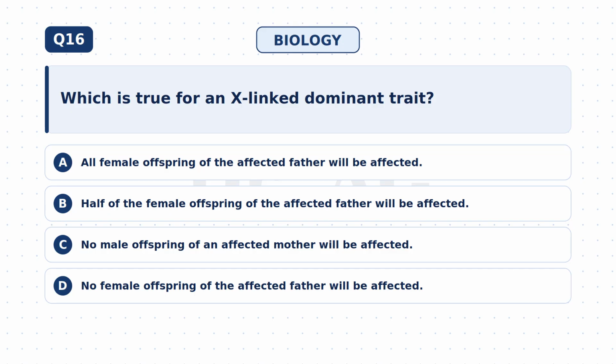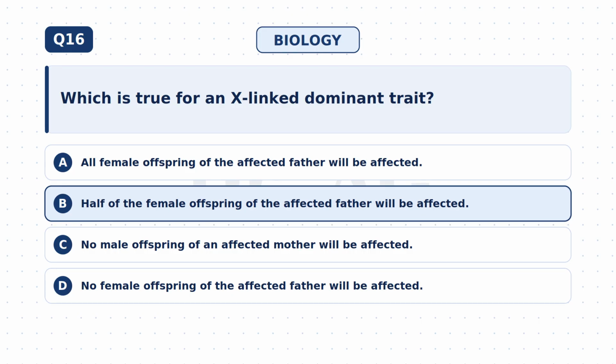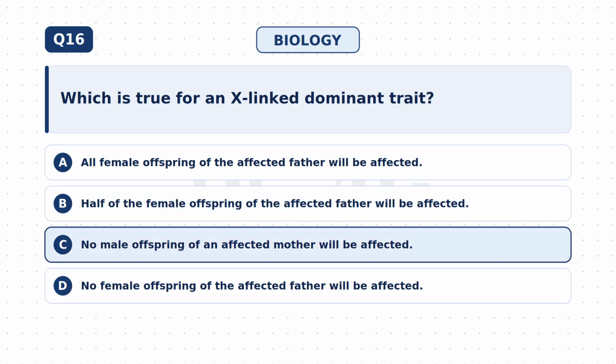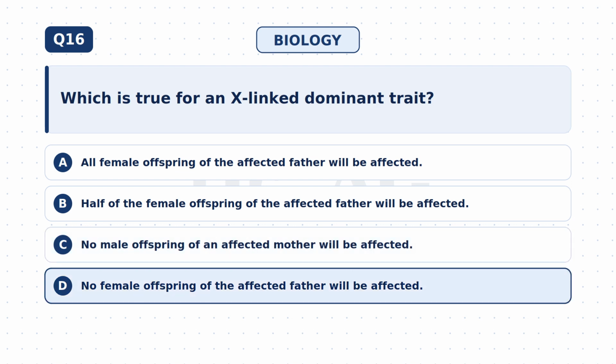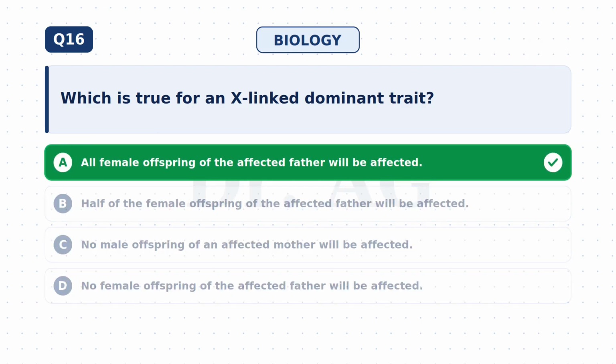Question 16. Which is true for an X-linked dominant trait? Option A. All female offspring of the affected father will be affected. Option B. Half of the female offspring of the affected father will be affected. Option C. No male offspring of an affected mother will be affected. Option D. No female offspring of the affected father will be affected. The correct answer is A. All female offspring of the affected father will be affected.